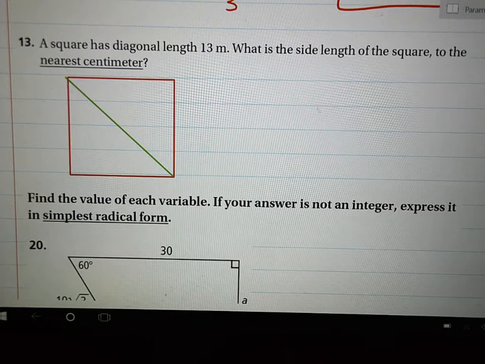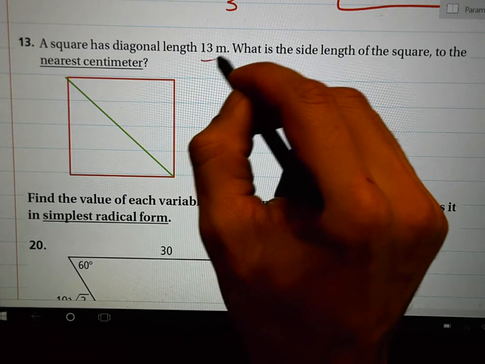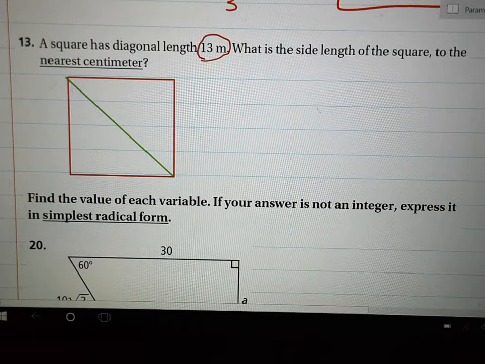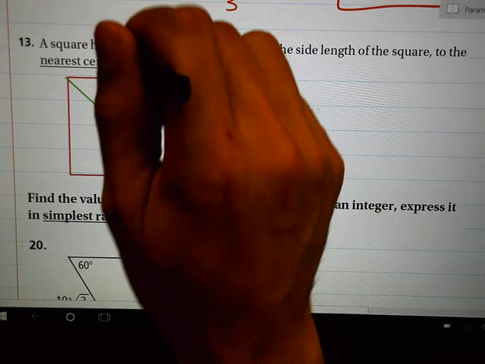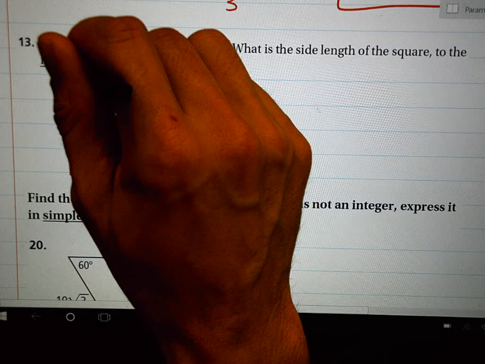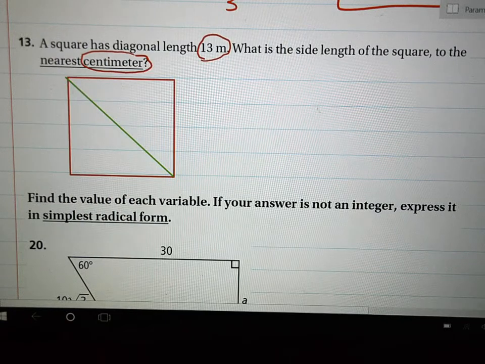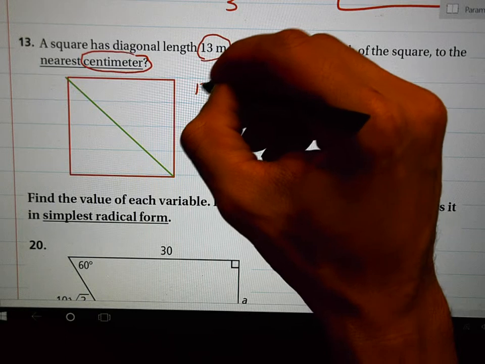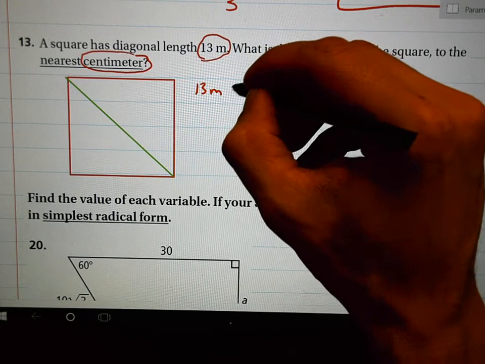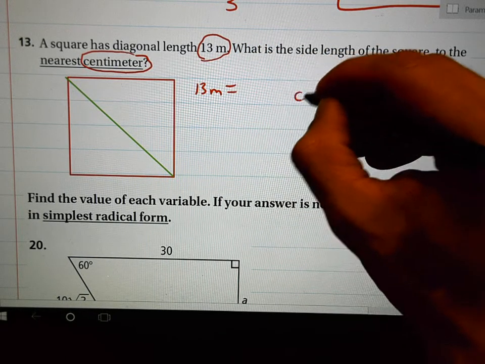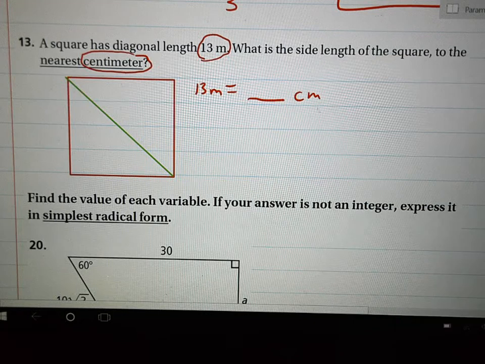Whoever wrote this is trying to trick you just a little bit. Why are they trying to trick you? What do they give you this measurement in? But what are they asking you to round to the nearest? So the units are a little bit different. I would recommend to you that you figure out 13 meters is equal to how many centimeters. I would recommend you figure that out first.